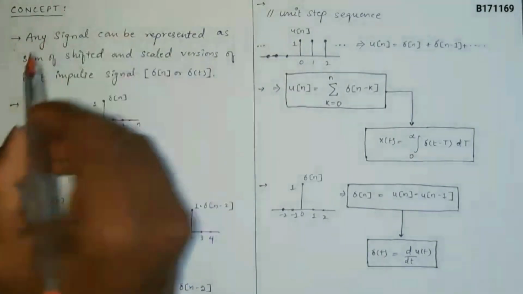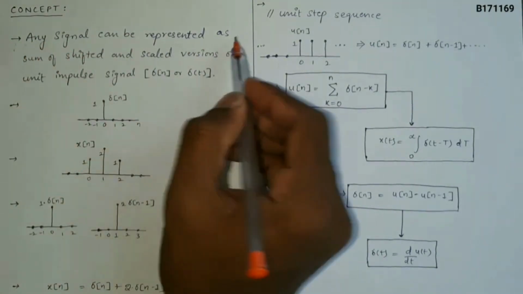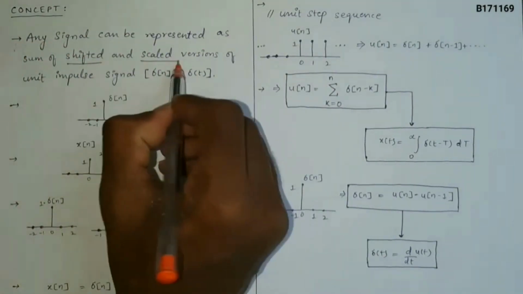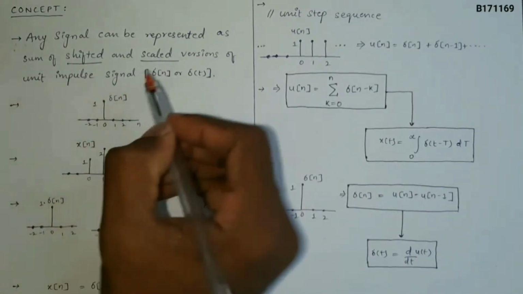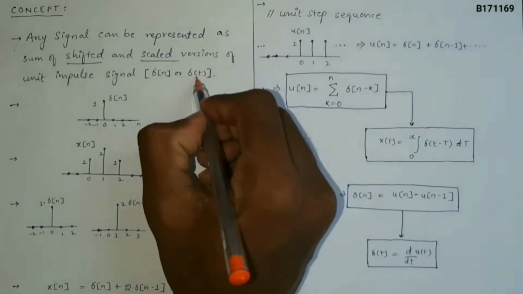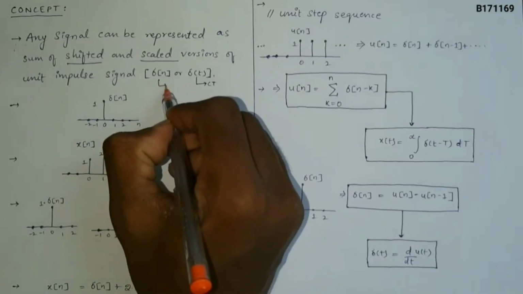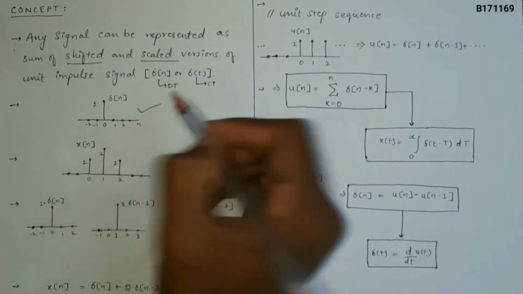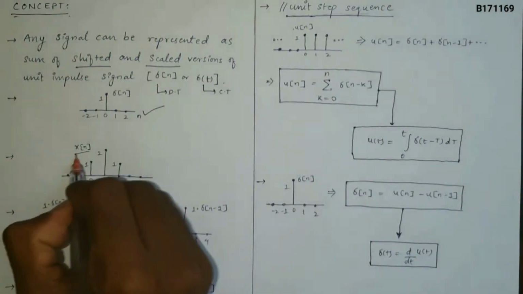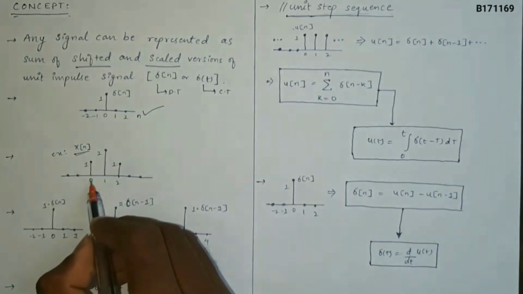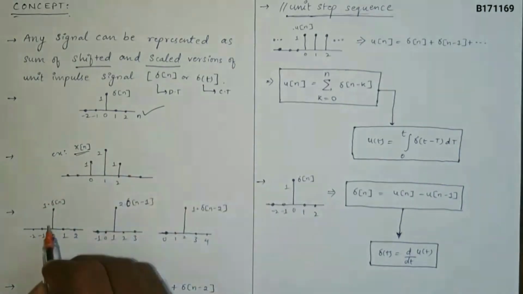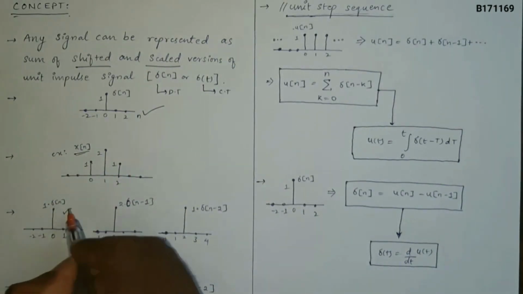The concept is any signal can be represented as sum of shifted and scaled versions of unit impulse signal, that is del of n or del of t. This is for continuous time, this is for discrete time. Here's the unit impulse signal. Have a look at this example x of n. At t is equal to 0, the value is 1. This is same as 1 multiplied by del of n.